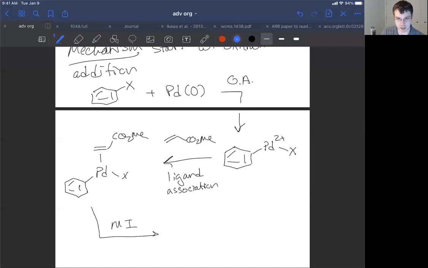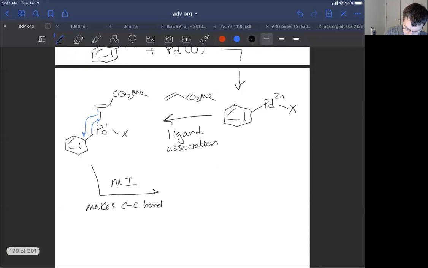Now, what are we actually doing migratory insertion with? We're going to go here, and then we're going to go here. So we're actually going to make a carbon-carbon bond. Okay, so we make a carbon-carbon bond. I'm going to keep my alkene the same. Now, what happens is the palladium goes to the more substituted side of our alkene. And the thing we're coupling with goes to the less substituted side of the alkene.